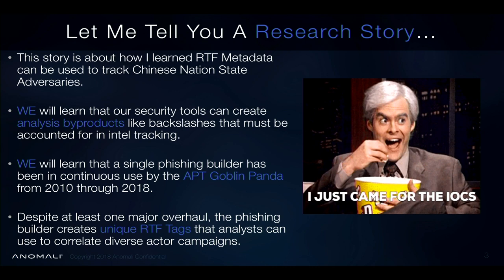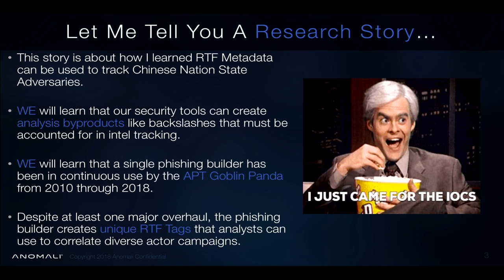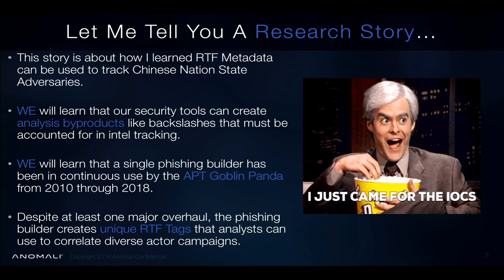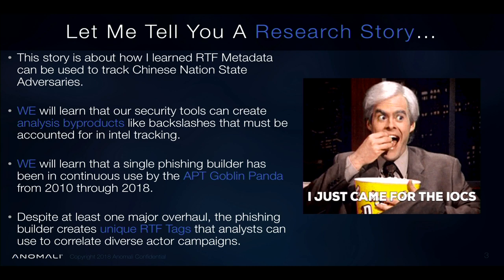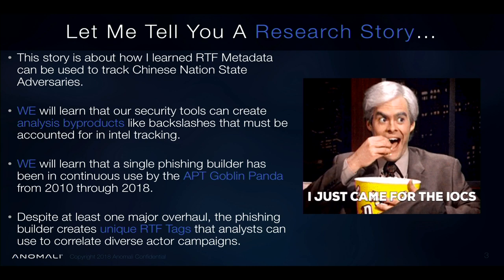I'm here today to tell you a research story, specifically a hunting story. In this story, we're going to learn how RTF metadata can be used to track nation-state adversaries from China. We're going to learn that sometimes our security tools create analysis byproducts like backslashes and other characters that we need to track to keep up with our adversaries. We're going to learn that one phishing builder has been in continuous use by the APT Goblin Panda from 2010 through mid-2018, and that despite multiple overhauls of this phishing builder, it appears that unique RTF tags remain that can allow analysts to pivot on data and be able to identify new unique campaigns.